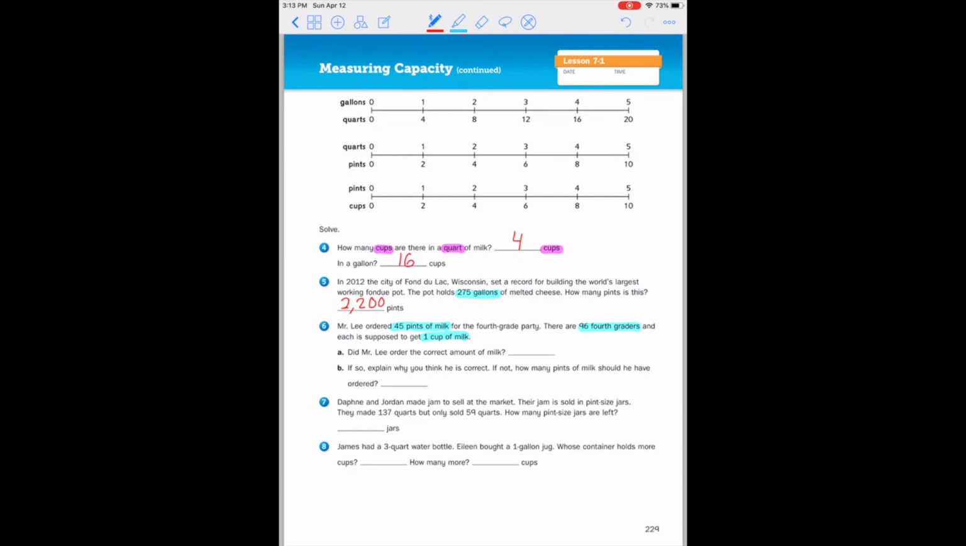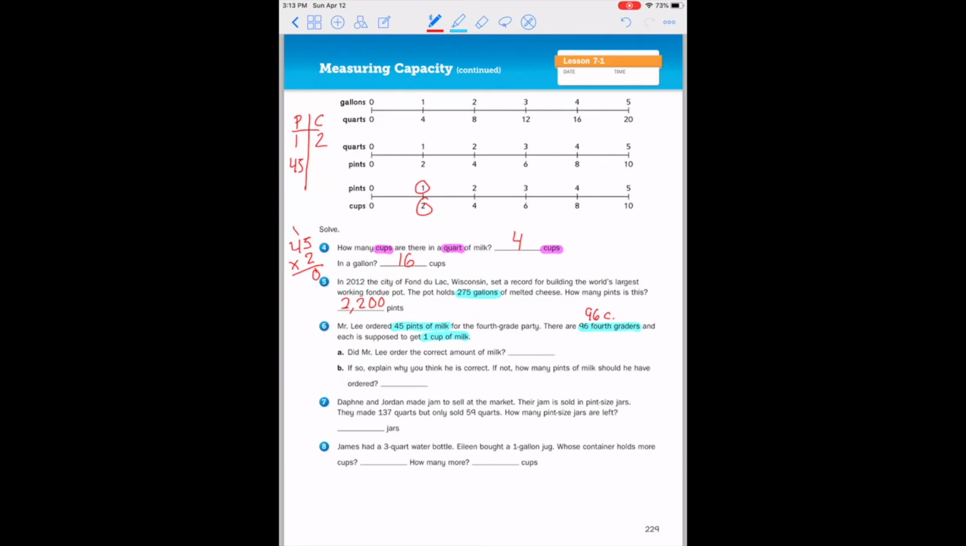Okay, so I know that if 96 4th graders want to get 1 cup of milk, there's going to be 96 cups is what we need. We need 96 cups of milk. And if there's 1 pint for every 2 cups, so I'm going to make a little conversion chart here, pints to cups, and if there's 1 pint in 2 cups, if I have 45 pints, how many cups would that be? Well, you're going to do 45 times 2.